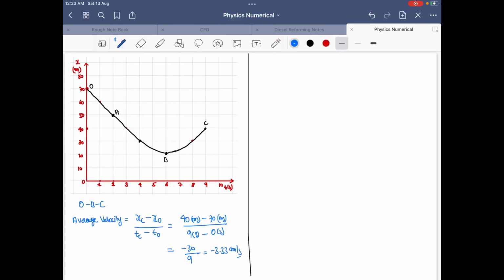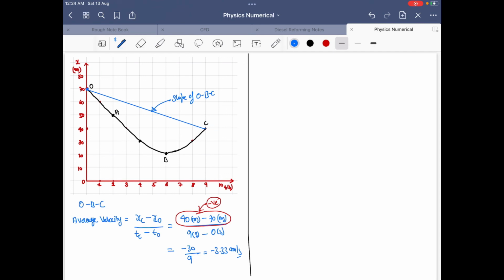And you will see your displacement is negative, so you have a velocity vector in the opposite direction, negative with respect to position O. And as I have told you earlier, if you draw the slope from this point to this point, this is the slope of OBC, which is negative, and this slope gives the average velocity.